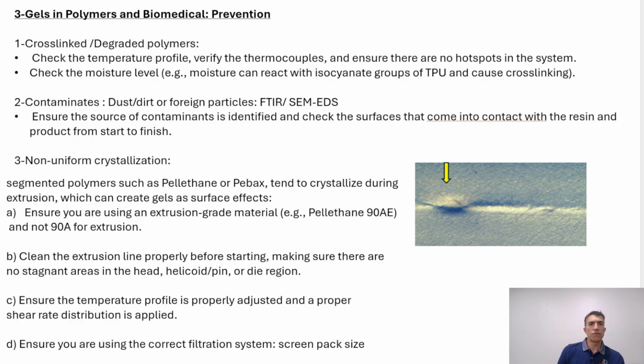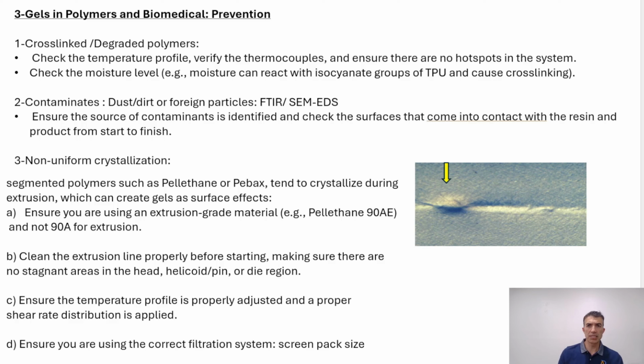The third part is non-uniform crystallization. That is a very common way to form gels in segmented polymers like polyurethane or PEBAX. For example, we call polyurethane materials segmented polymers because they have hard and soft segments, and that's how they control the hardness of the materials, right? They add more hard segments to increase the hardness of the material. And these materials, when you're extruding them, have a potential to crystallize.